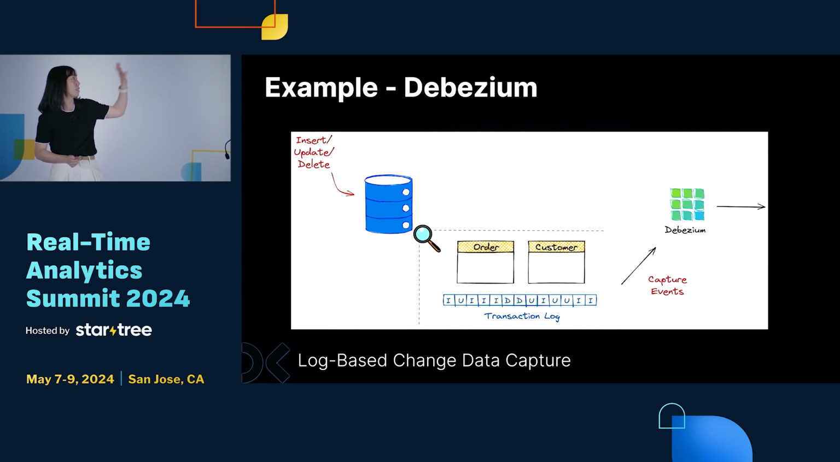This is a quick diagram showing any changes to the database. You run your DML, inserts, updates, or deletes. That becomes a list of events that ends up in the transaction log, and those are basically the change events. Debezium is a separate process that keeps reading the transaction log, captures those events, and emits the change events into the target systems.